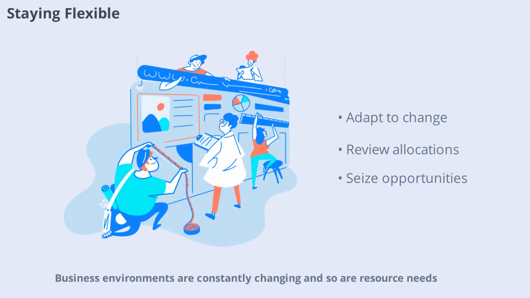Business environments are constantly changing, and so are resource needs. Flexibility is key to effective allocation. This means being willing to reallocate resources as priorities shift or new opportunities arise. Agile organizations regularly review their allocations and aren't afraid to make changes when necessary. By staying adaptable, you can respond quickly to challenges and capitalize on emerging trends.